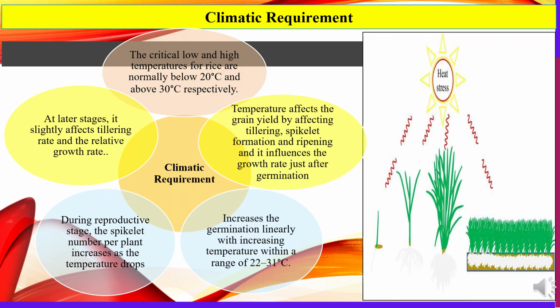Rice requires specific temperature conditions for optimal growth, with critical lower and upper limits generally below 20 degrees Celsius and above 30 degrees Celsius, respectively. Germination improves linearly as temperatures rise within the 22 to 31 degrees Celsius range. Just after germination, temperature influences growth rate, while later it slightly affects tillering and relative growth. During the reproductive stage, cooler temperatures increase the number of spikelets per plant. Overall, temperature impacts grain yield by affecting tillering, spikelet formation, and ripening.